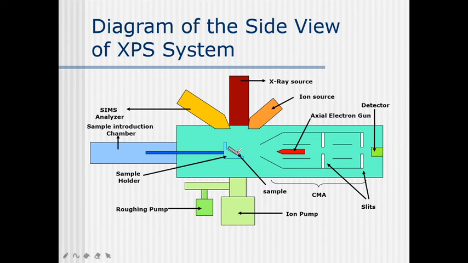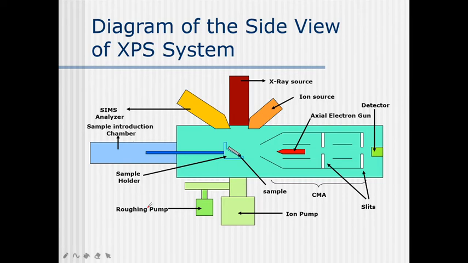Once the X-ray source falls on the sample, the electrons will be ejected from the core system. These electrons which get ejected are detected by the axial electron system, which then moves to a cylindrical mirror analyzer. These electrons get analyzed in the CMA system and fall on the detector. Now the detector will give me a spectrum.